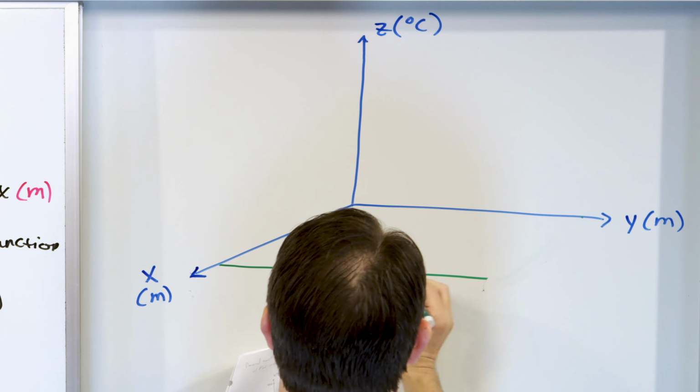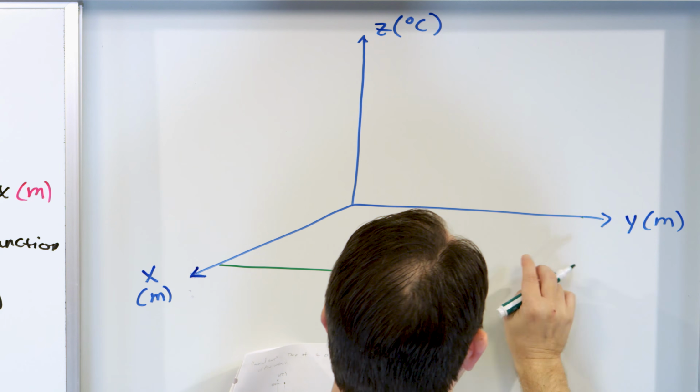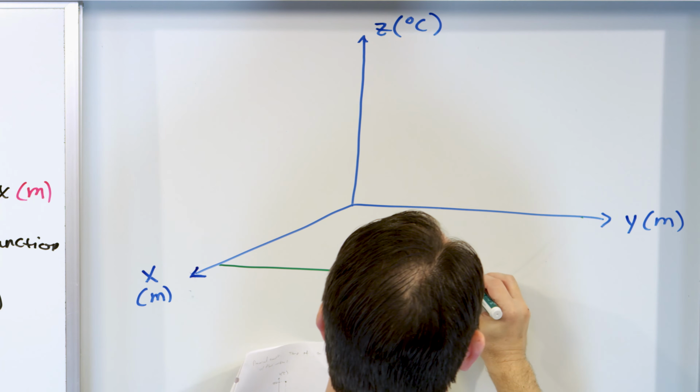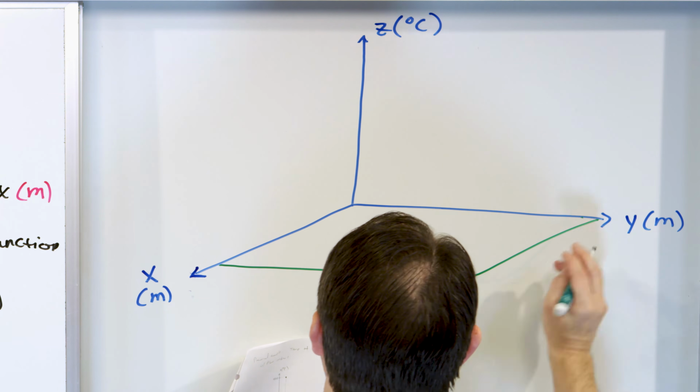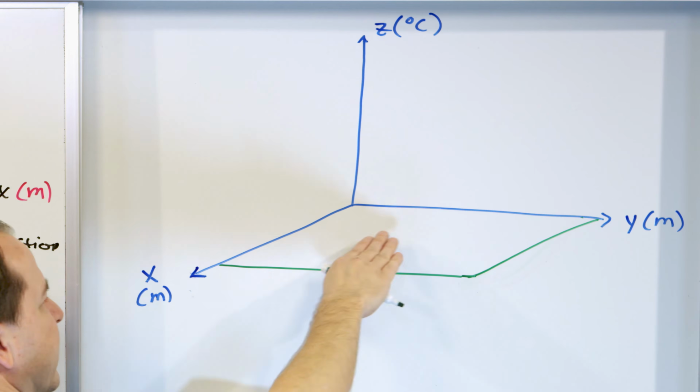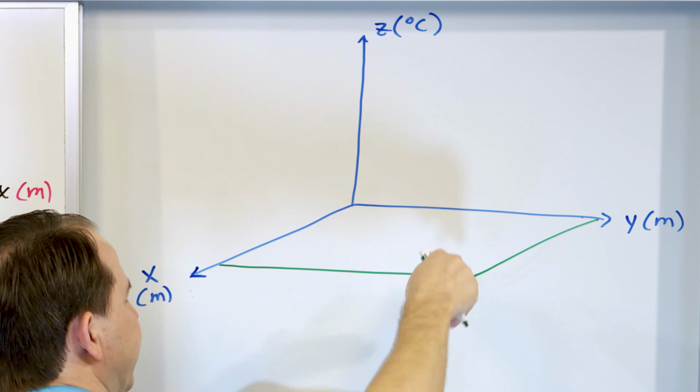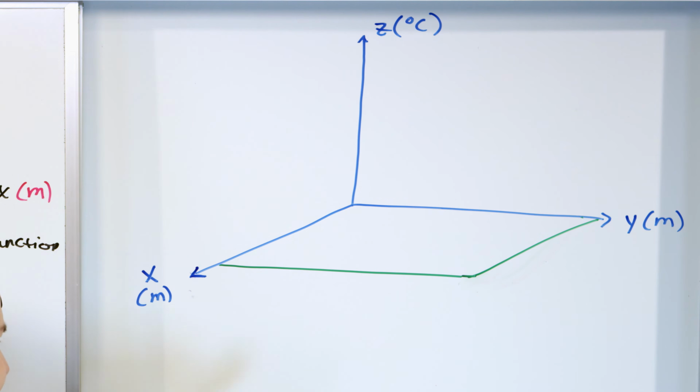Try to do it a little bit better. It should be shallower, more like probably something like this. Something like that, yeah. So my perspective was a little bit wrong, but you get the idea. Here's the plate, which is in the plane. This is the plate right here, okay?